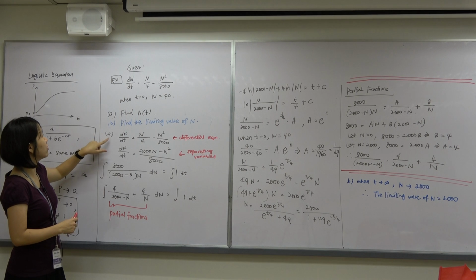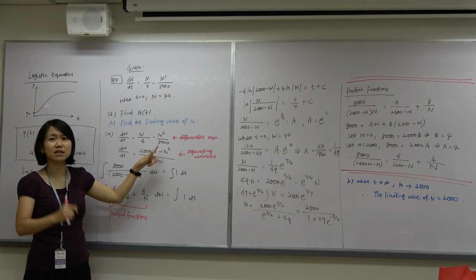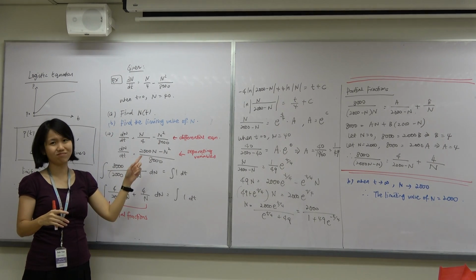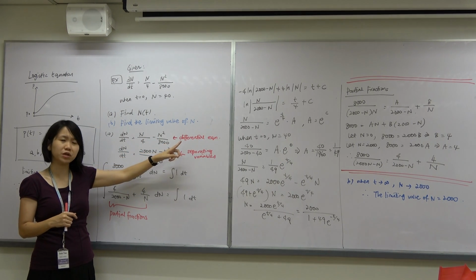So how should I work on the first part? dN over dt equals N over 4 minus N squared over 8,000. Note that the differential equation for a logistic equation always looks like that. You're going to have an N and you're going to have an N squared. So I call this the differential equation.